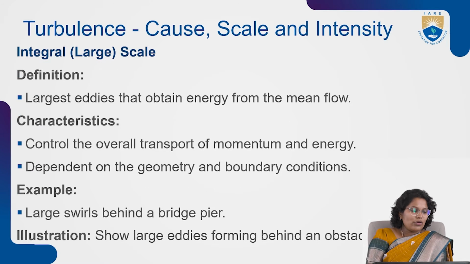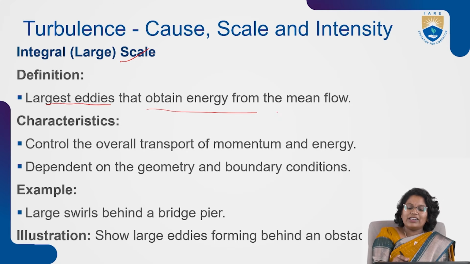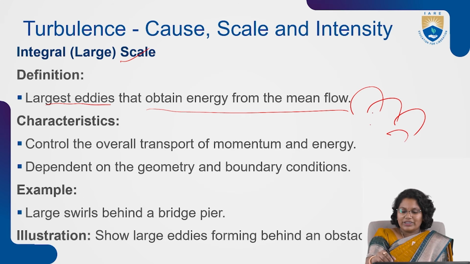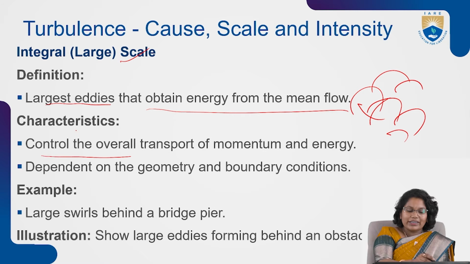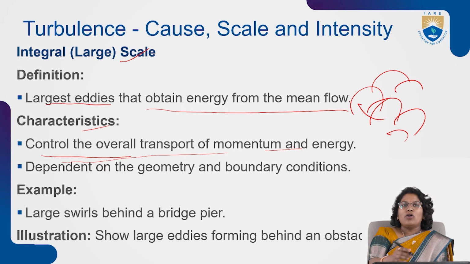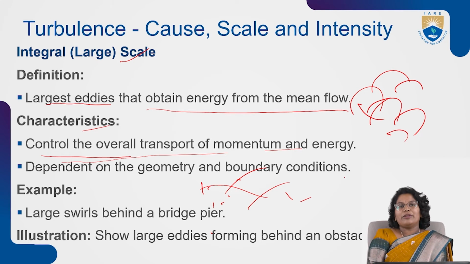Now, the large scale is also called the integral scale. The definition: the largest eddies, which obtain energy from the mean flow. They control the overall transport of momentum and energy, transporting it from one part of the flow to another.